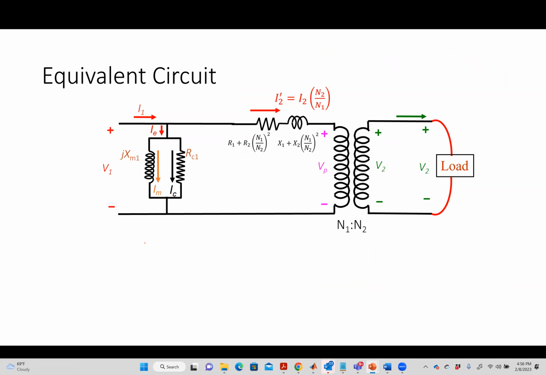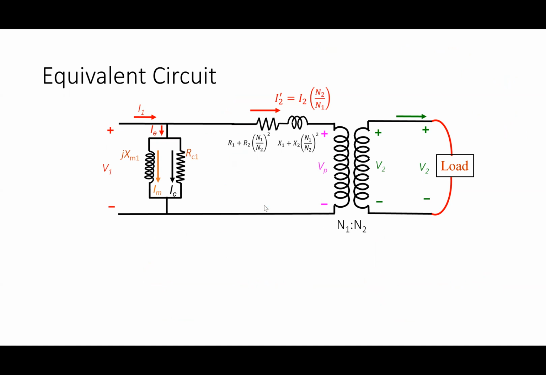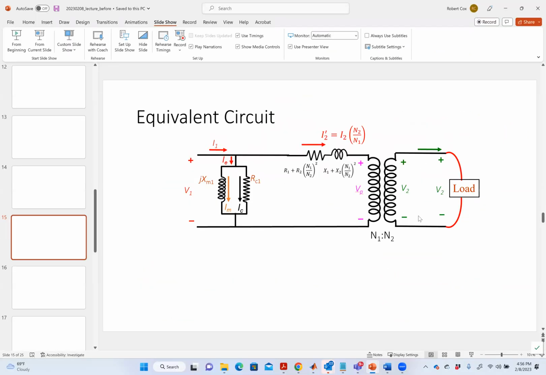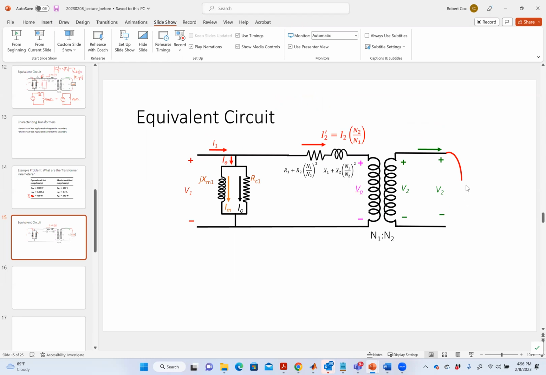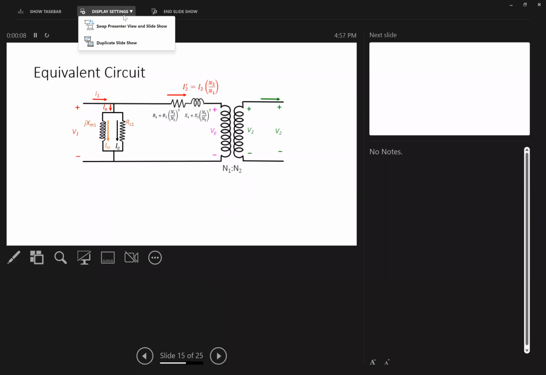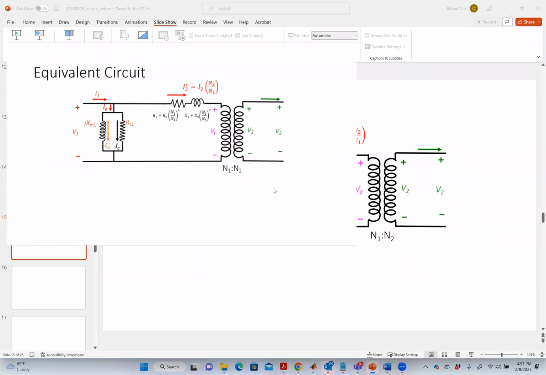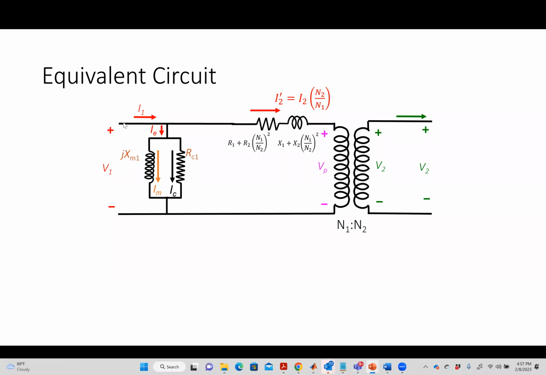Here's our equivalent circuit. If I take this circuit right here, and I want to take this load off of the circuit for a second, let's say what I did is I put a voltage source right here, like that. And I leave the secondary open circuited.